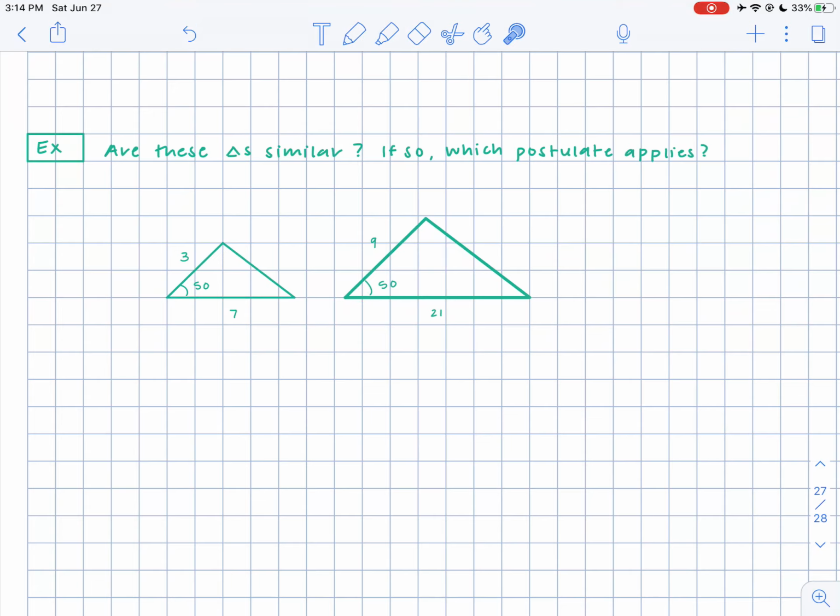Now we have to check if the lengths of corresponding sides are proportional. So 3 corresponds to 9, 7 corresponds to 21, and if we simplify, we get a 1-to-3 ratio, 1-to-3 ratio, and since these are the same, we see an angle that is congruent and two sides that are proportional. Therefore, these are similar triangles, and the postulate, or theorem, that applies is the side-angle-side theorem. Let's just say which postulate or theorem. But yes, these two triangles are similar because of the side-angle-side theorem.